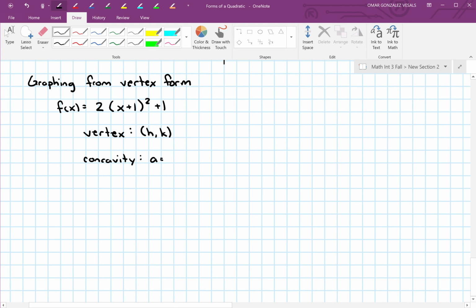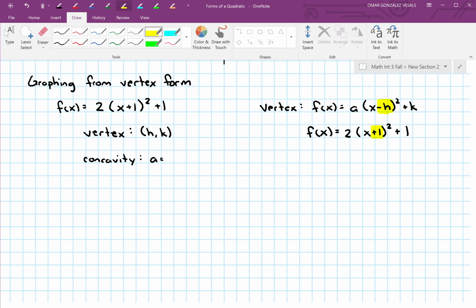So first, to find the vertex, I'm gonna do that over here. My general form is f of x equals a parentheses x minus h squared plus k. The function that we have is f of x equals 2 parentheses x plus 1 squared plus 1. Now this is the main mistake that I see people do when they're trying to find h. What do you guys think h is going to be? Will it be positive 1 or negative 1?